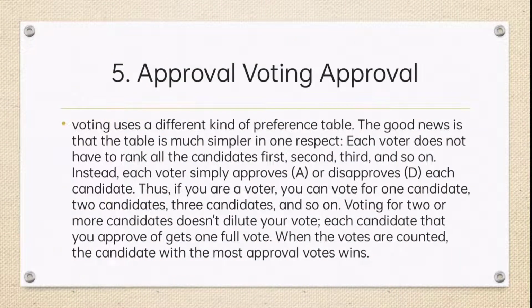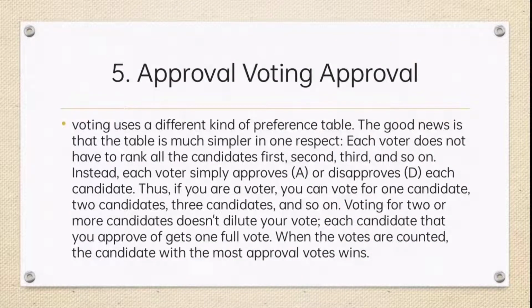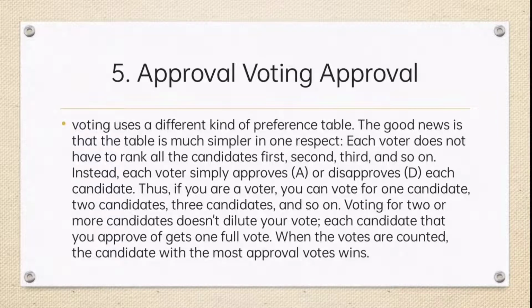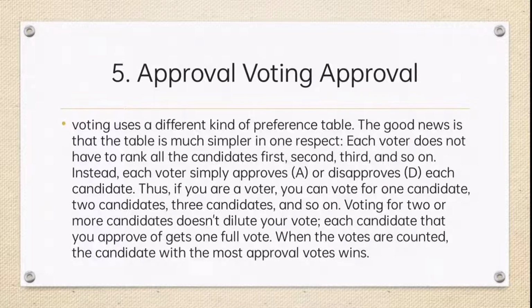Number 5. Approval voting. Approval voting uses a different kind of preference table. The good news is that the table is much simpler in one respect. Each voter does not have to rank all the candidates first, second, third, and so on. Instead, each voter simply approves (A) or disapproves (D) each candidate.